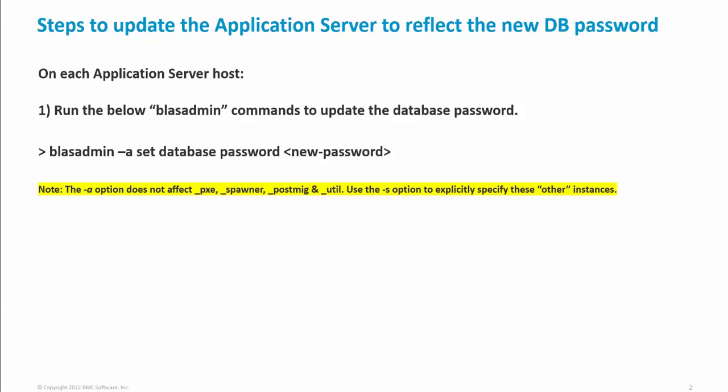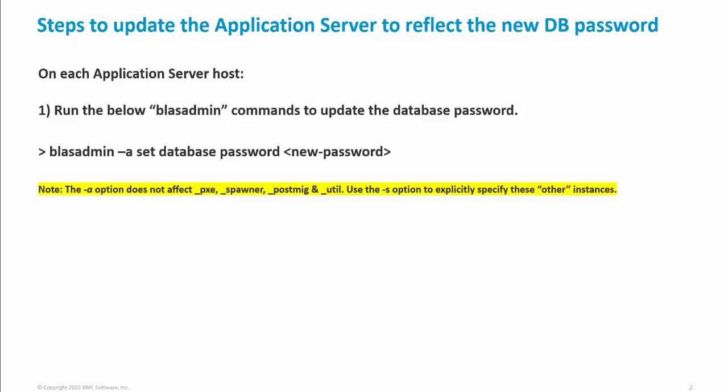We need to use the blastadmin -a option in order to apply the configuration change on the default app server, template and all the additional application server deployments configured on the application server host. Please make a note, this -a option does not affect the other deployments on the application server host, and we need to use the -s option explicitly for those other deployments. We will see that in the next slide.